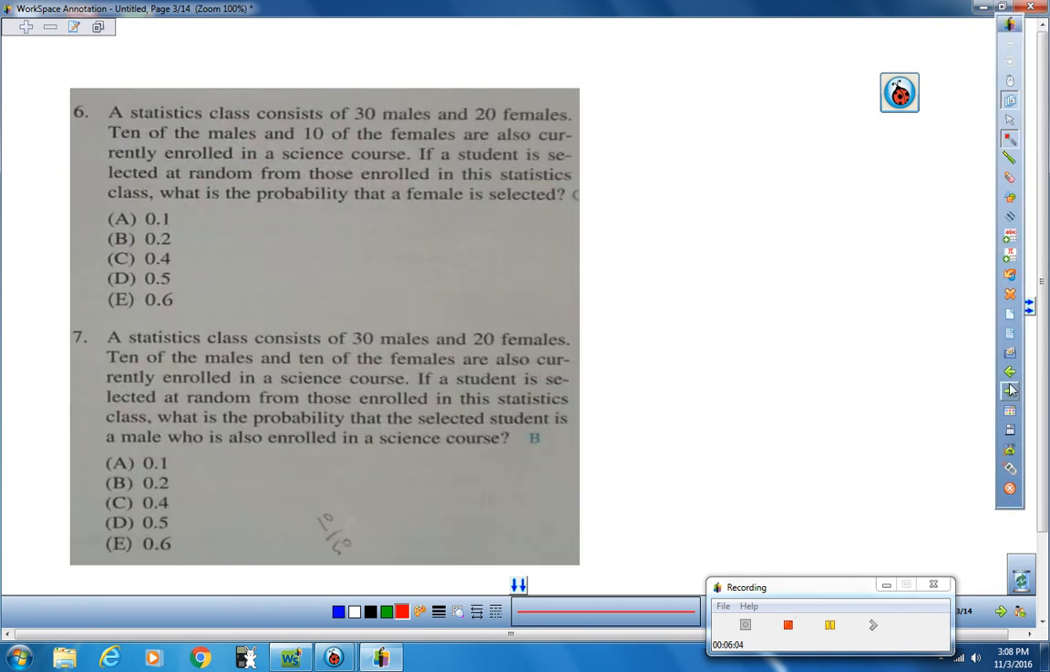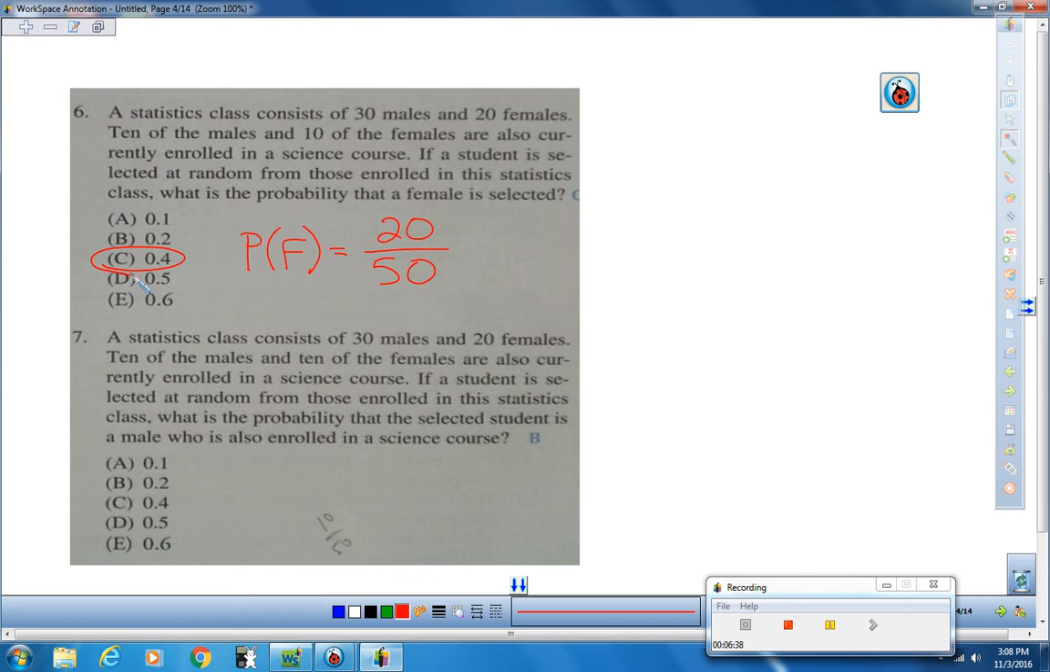Moving on to number 6, we have 30 males and 20 females in a stats class. 10 of the males and 10 of the females are also currently enrolled in a science course. If a student is selected at random from those enrolled in the statistics class, what's the probability that a female is selected? Okay, so we're first just starting with our stats class. We have a total of 50 people, 20 of which are female, 20 out of 50, that's 0.4.